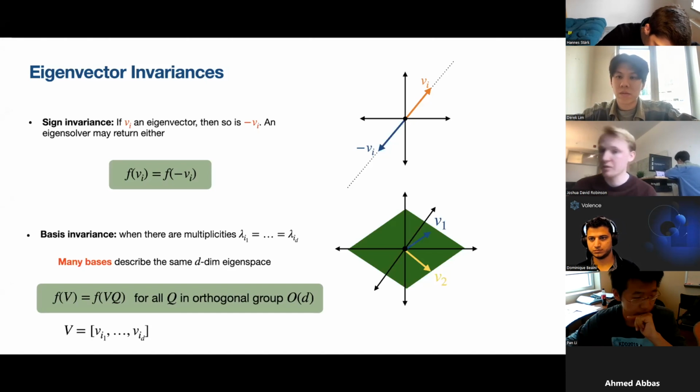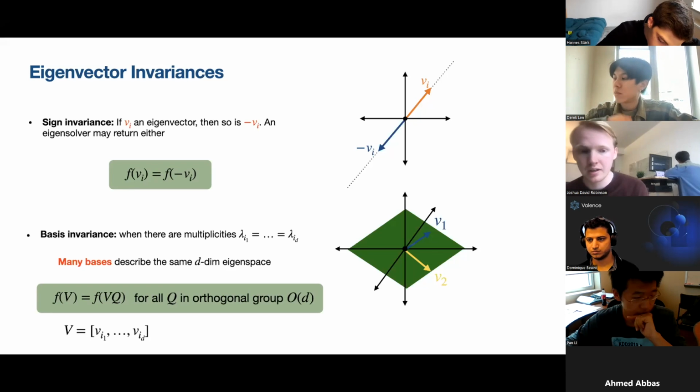An orthogonal matrix, recall, is a matrix such that Q times Q transpose is the identity. And so if we want to be invariant to the choice of any basis of this underlying eigenspace, what we want is for f of v to be equal to f of v right multiplied by any orthogonal matrix Q.